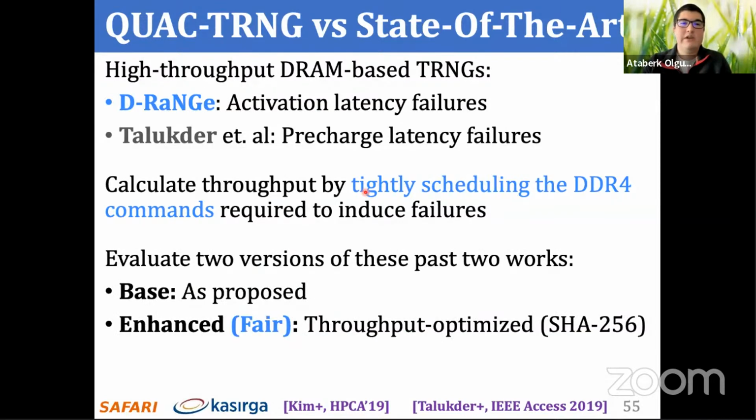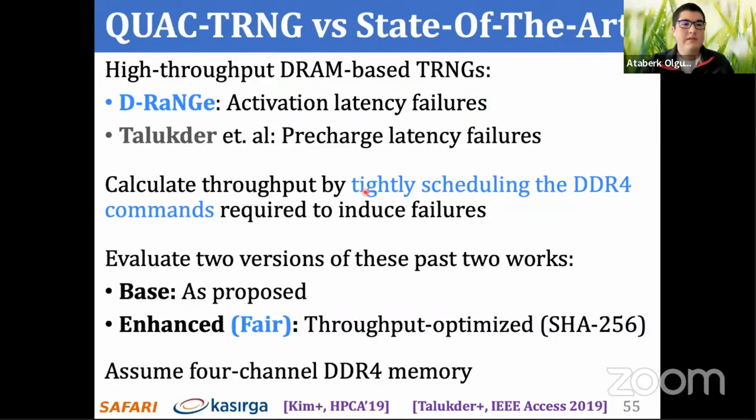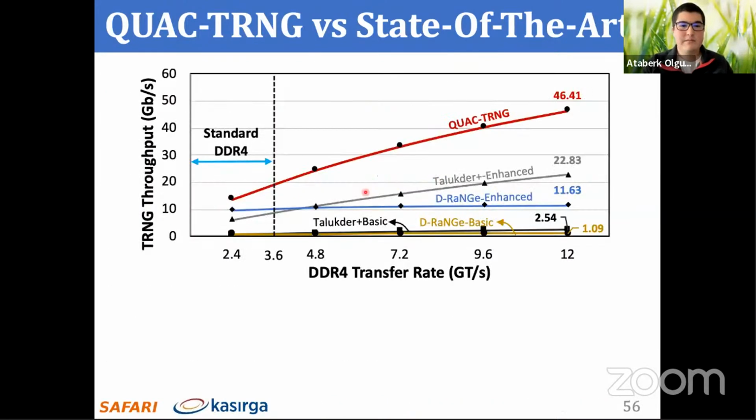And in our evaluation, we consider a base version for each mechanism where we evaluate them as they're proposed, and an enhanced version, which is a more fair version, where we characterize the entropy resulting from timing failures using 17 DRAM modules and use SHA-256 to optimize their throughput. And in our evaluation, we assume a system which has 4-channel DDR4 memory.